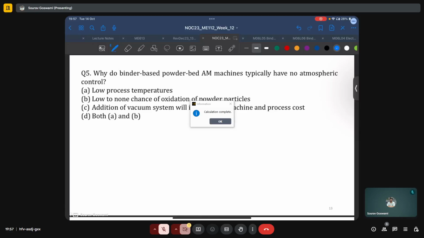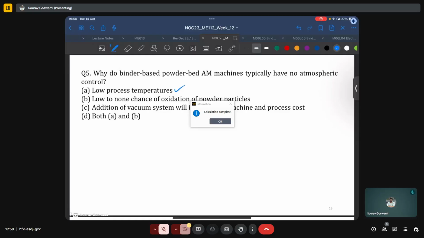In binder-based powder bed AM machines, indeed, the process temperatures which are encountered are pretty low. We may encounter slightly higher temperatures, of the order of, say, a few hundred degrees Celsius during the post-processing, sintering, infiltration, and so on. But the binder-based powder bed AM machines themselves are not exposed to such temperatures. They encounter ambient or close to ambient temperatures only. So option A is indeed correct. There are low process temperatures.